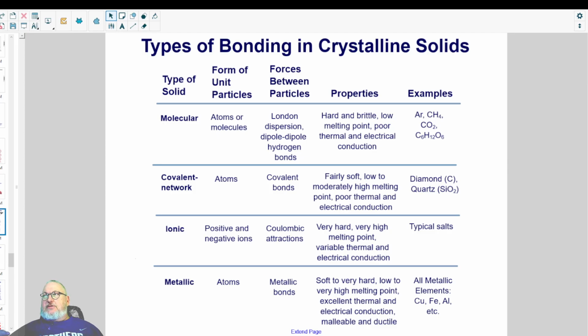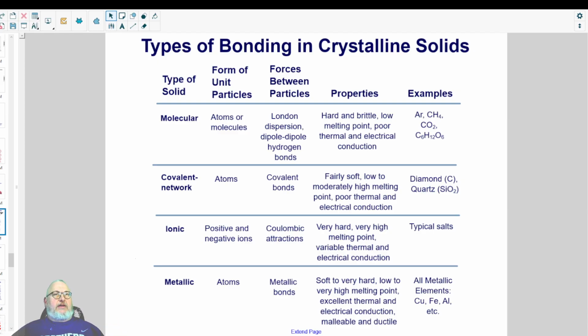So these are types of crystalline solids. You have a molecular solid. These are atoms or molecules. What's holding them together? The IMFs holding those together are intermolecular forces: LDFs, dipole-dipole, and hydrogen bonds. Properties are very hard and brittle, usually a very low melting point, and poor thermal and electrical conduction. So what are we talking about? Methane, argon, carbon dioxide, glucose, sugar.